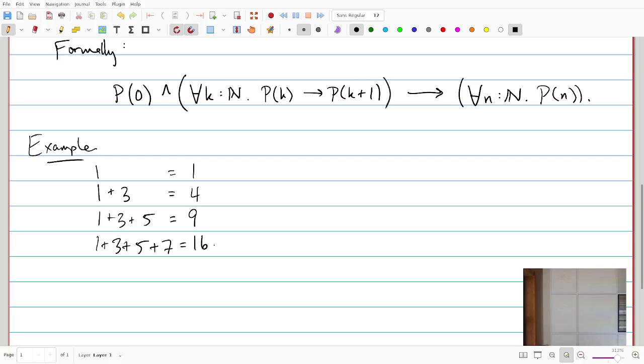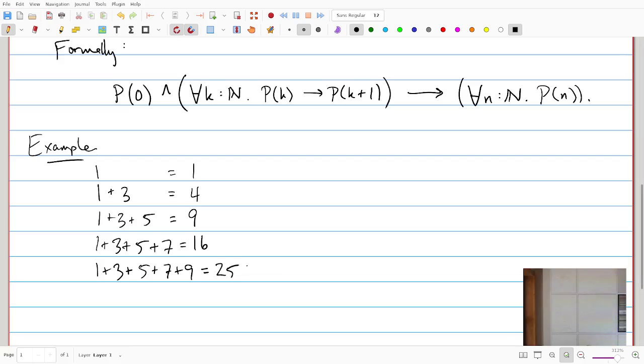Maybe you've seen this pattern before, I don't know, but if you haven't, does anyone notice a pattern here? They're all perfect squares, right? That seems suspicious. Let's do one more and see if the next perfect square should be 25. 16 plus 9 is indeed 25, right?